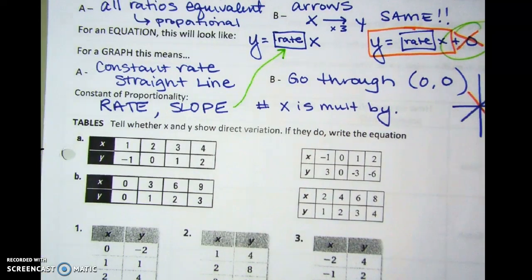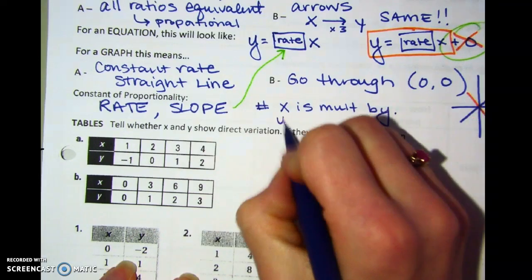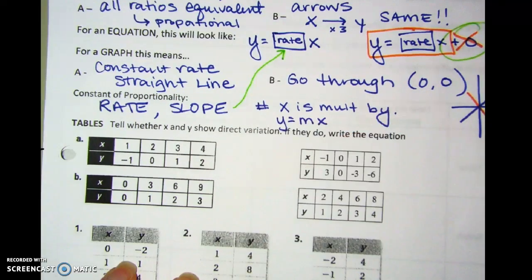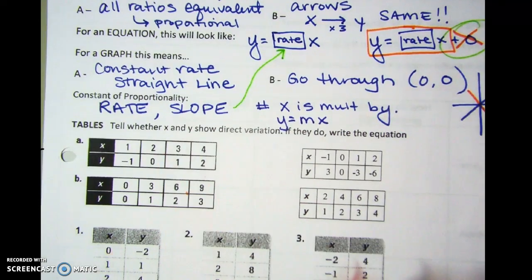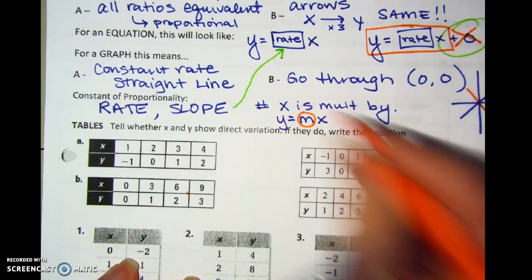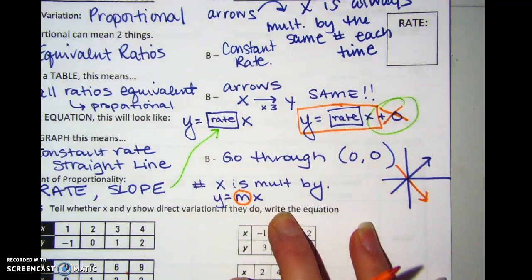Okay, so constant of proportionality, the rate, the slope. Sometimes in algebra we say in the equation mx, it would be this part, the number multiplied by the x. So I want you to go back up to this box that we skipped.